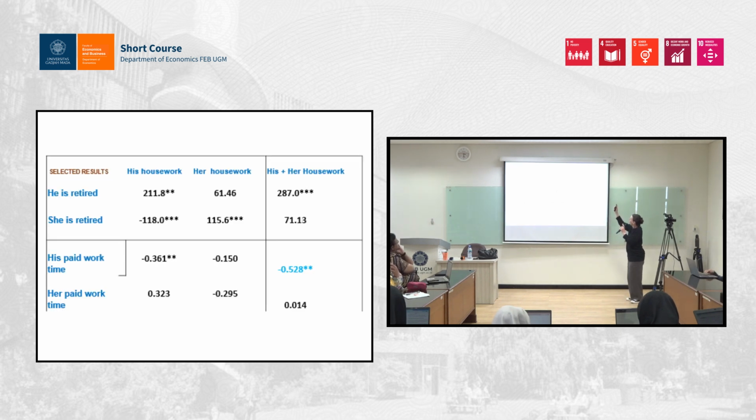Okay, so these are very rough, the format of the table is not very nice, but what you find is our main result. Here you have whether the husband is retired or whether the wife is retired. This is the hours of work if he's still working, and this is the hours of work if she's still working. That is a 0-1 variable for being retired or not retired. And we're going to look at the outcome variable, which is the amount of household work time.